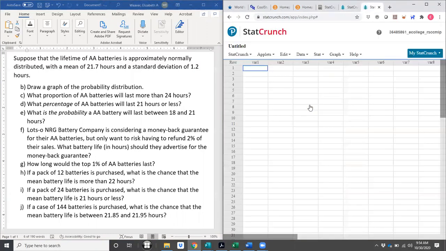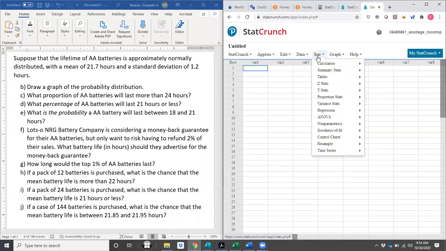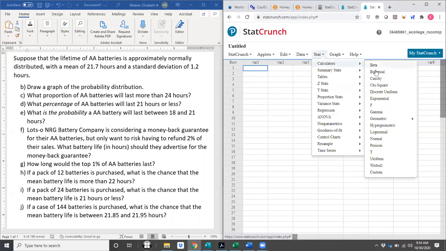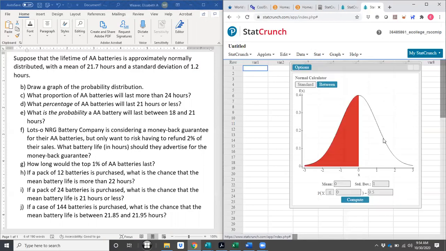Okay. So we don't actually need to put any data in for the calculations. We're actually just going to use the calculator. And of course, we're doing a normal distribution calculator. So we're going to go to that. And this is what it should come up as when you just first open the calculator. And for the most part, we'll probably stick with standard. But there are a few times that we'll use the between.